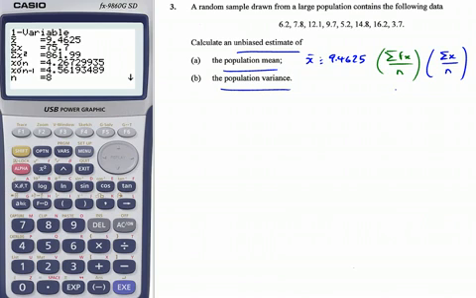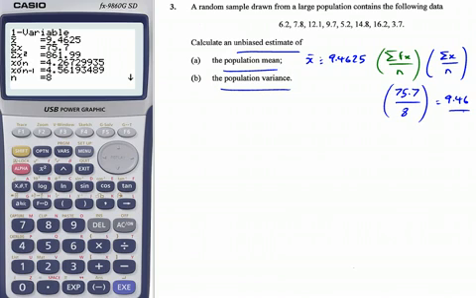It will be the sum of x, 75.7, divided by 8. And that is our working for how we got the population mean. We haven't actually finished until we round it off. It's 9.46 to 3 significant figures.